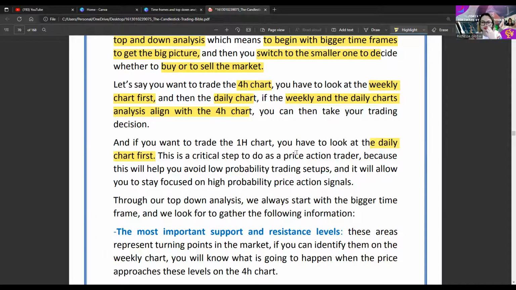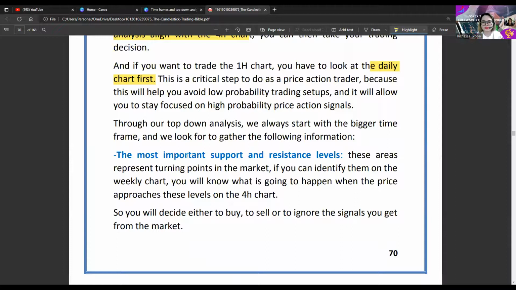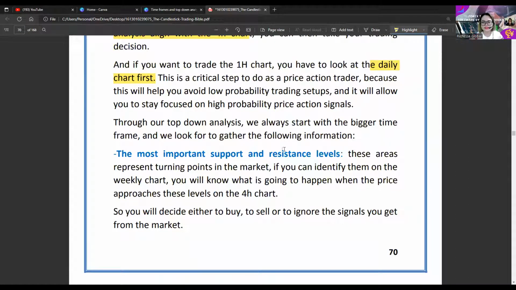Medyo iba yung probability natin dito. Through our top-down analysis, we'll always start with the bigger time frames and we'll gather the following information. Ito po yung kailangan natin matutunan kung gusto po natin maging price action trader. The most important, number 1, is the support and resistance. I hope klaro na po tayo dito sa ating support and resistance. Natalakay ko na po ito sa mga previous video ko regarding dito. Kung asan yung ating support and resistance.